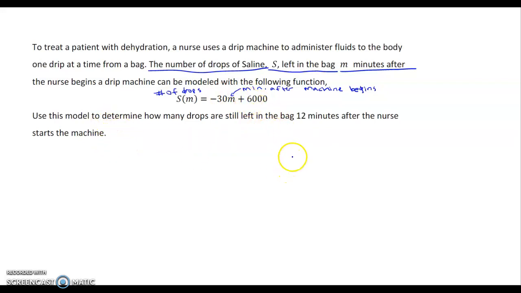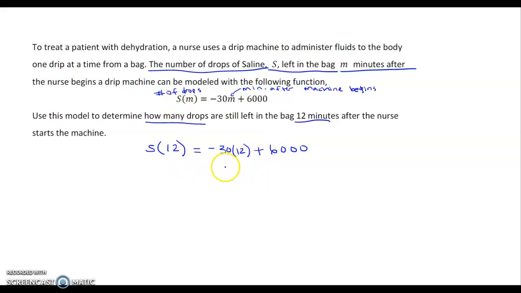So use this model to determine how many drops are still left in the bag 12 minutes after the nurse starts the machine. Well, hey, we just labeled M, that's minutes after the machine, and that would be our 12 minutes. We need to determine how many drops, so basically we're trying to determine S at 12 minutes. And so that's what we're going to do, is we're just going to have S of 12, we're putting 12 in for M, or if that's too confusing, you can just substitute it in over here. Because that's really what it means, is when the 12's here, it's just saying, we're going to substitute 12 in anywhere there's an M, and then plus 6,000.